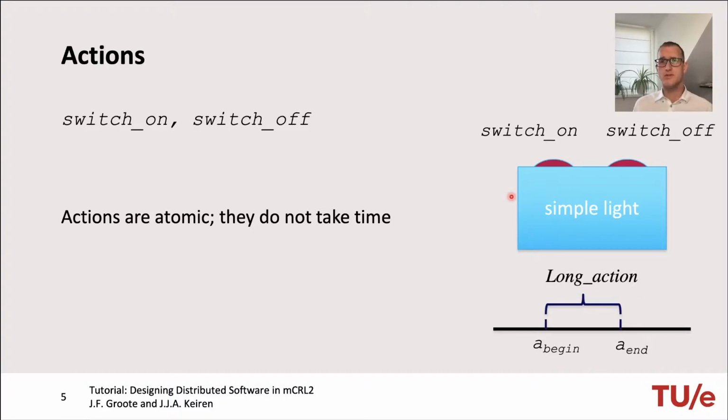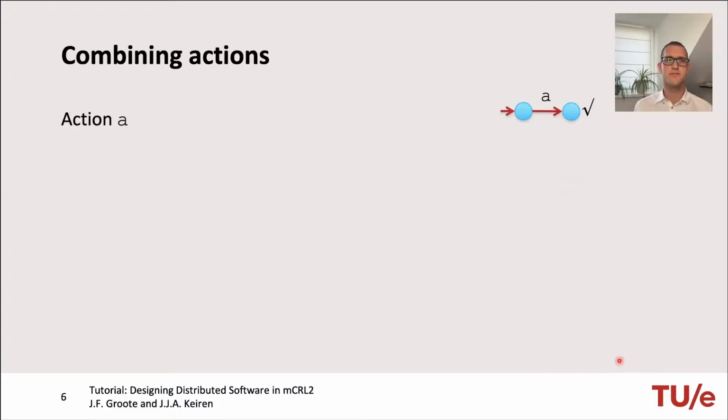That means that if we want to model something which takes longer, then we need to split this action up into two parts, indicating the beginning and end of that action. For instance, if we want to model the execution of a critical section, we probably want to split it up into entering and leaving the critical section. Now, the behavior is described by combining actions. So the action a ultimately describes a labelled transition system where from the initial state, we can execute the action a and then successfully terminate.